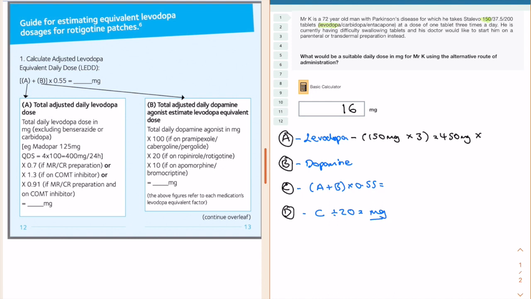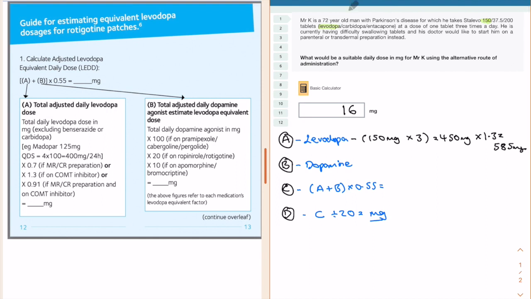Then we have to multiply it by any other factors at play. In the resource pack, if it's an MR preparation, you times it by 0.7. If they're on a COMT inhibitor, 1.3. And if they're on an MR and a COMT inhibitor, you'll use the 0.91 value. In Stalevo, you've got entacapone combined in there, which is your COMT inhibitor, and it's a standard release prep, so we use 1.3. If you do that on your calculator, it gives you an answer of 585 milligrams.